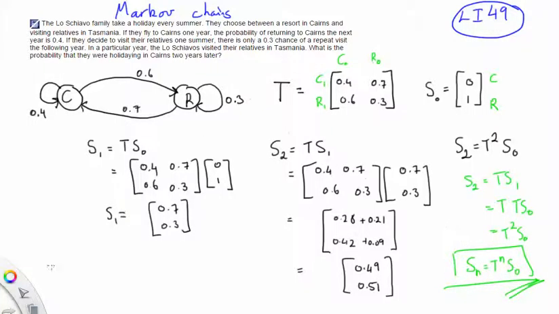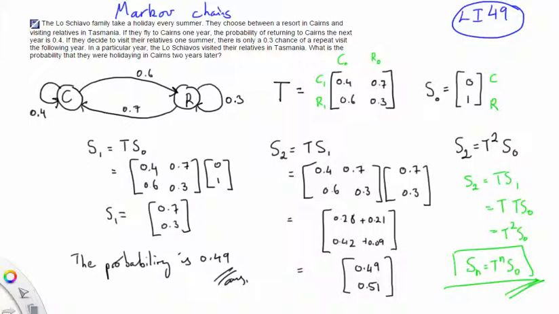Anyway, let's answer our question. It's saying, what is the probability that they were holidaying in Cairns 2 years later? Well, this entry up here is the probability that they're holidaying in Cairns. So it's going to be this probability up here. So we can say the probability is 0.49. There we are, there's our answer. We've extracted it out of this matrix.